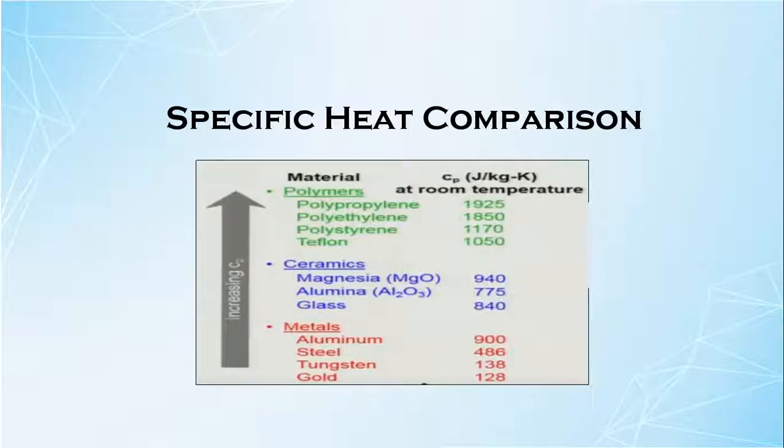Now, if I'm going to compare the specific heat of materials, then we have three groups of materials, which are polymers, ceramics, and metals. What's interesting here is that polymers have much higher specific heat, followed by ceramics, and below them are metals. Pero bakit nga ba ang specific heat ng polymers ay mas mataas kumpara sa iba?